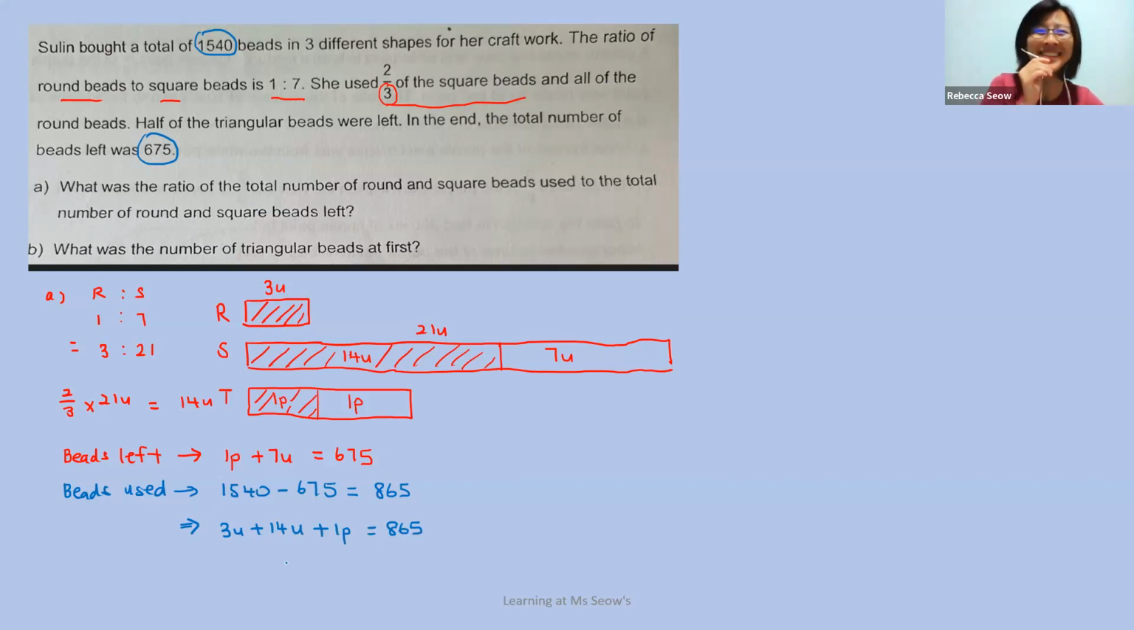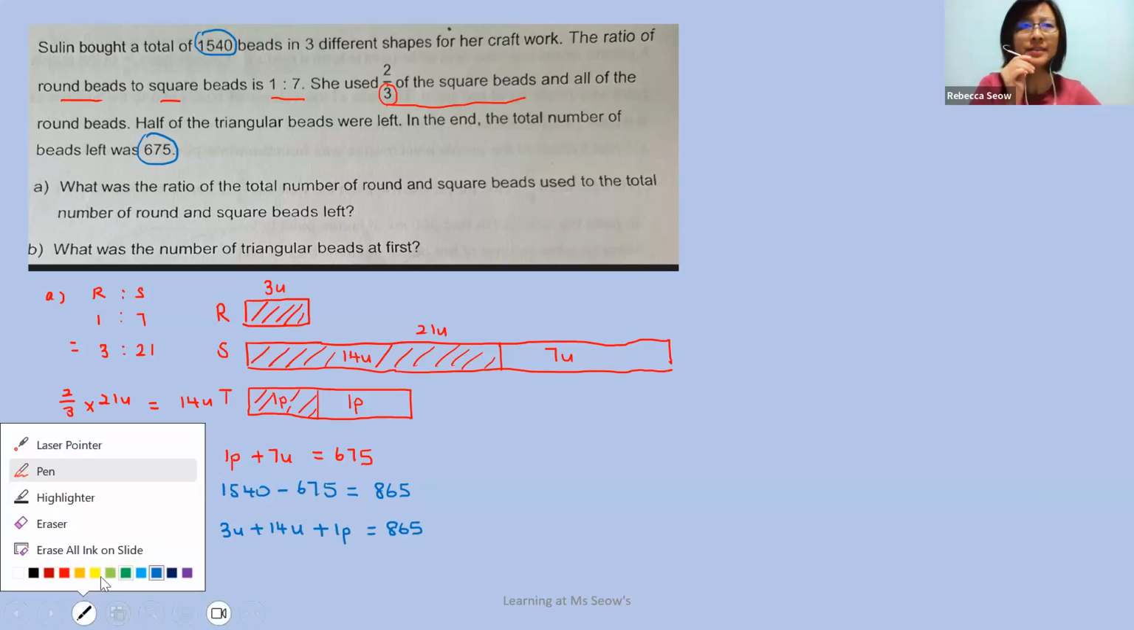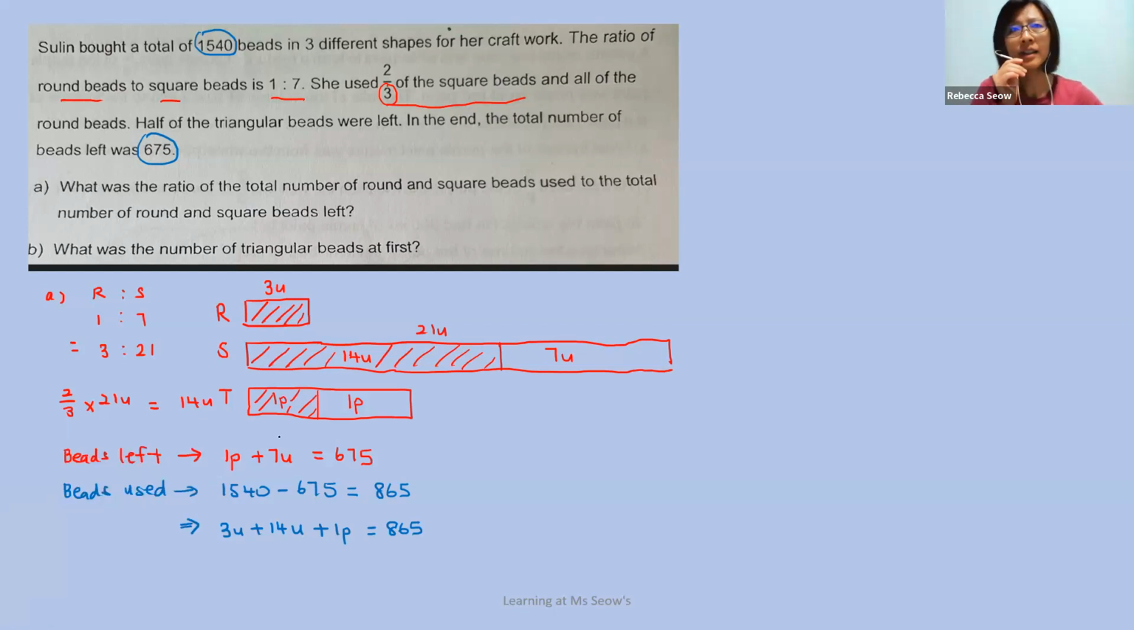Do we have a problem? Yes, we have units and parts. So how can we resolve this? Well, let's take a look at this and see whether we can try to manipulate this. What does 1 part plus 7 units gives you 675 actually mean? Now, in a pictorial form, 1 part and 7 units makes up 675.